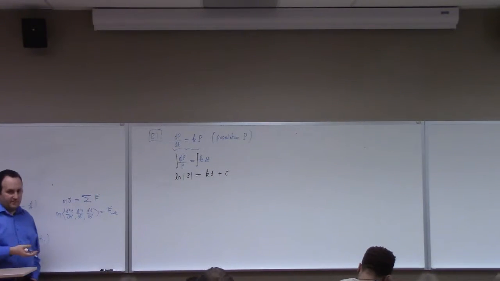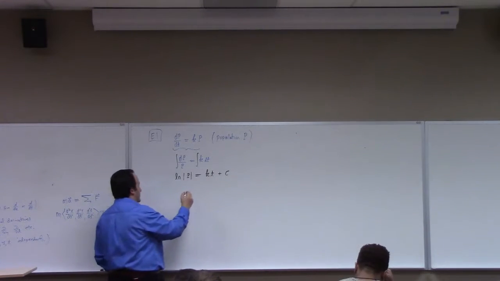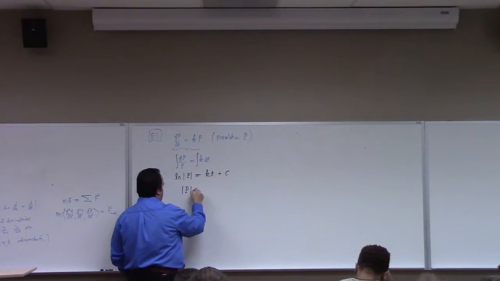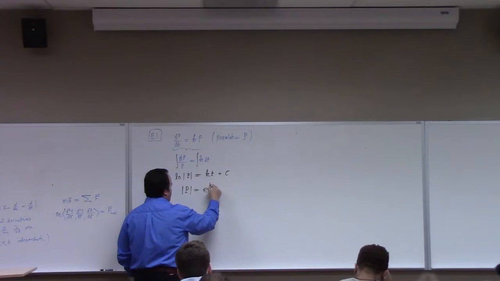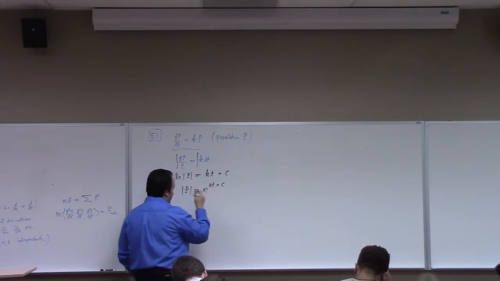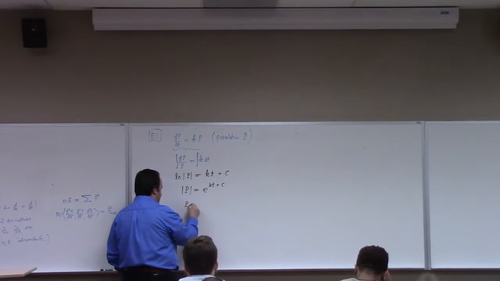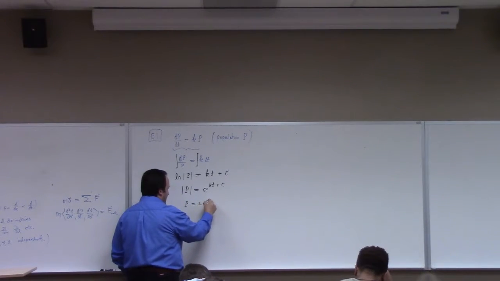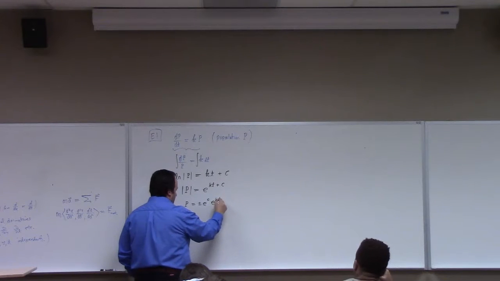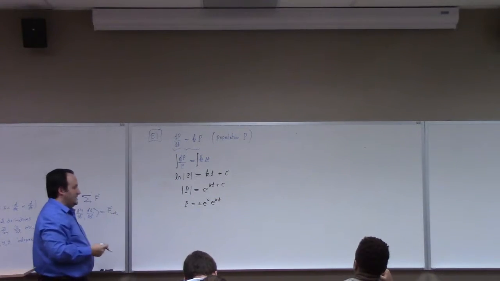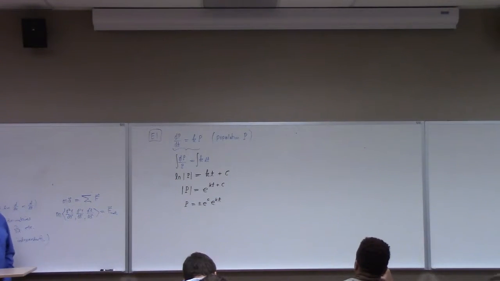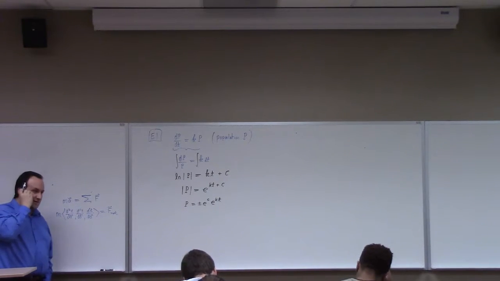Probably we want to solve for p, right? So the absolute value of p is equal to e to the kt plus c, which gives me that p is plus or minus e to the c times e to the kt. It's kind of the same algebra we did yesterday. We had an x cubed up there, but it's more or less the same.